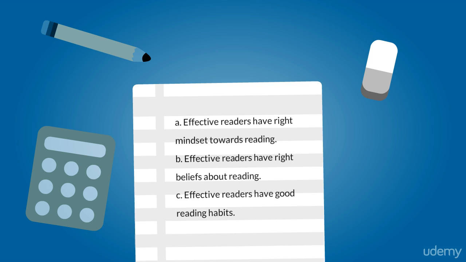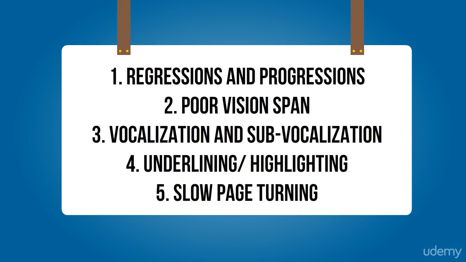In the previous lesson, we've covered this part: effective readers have right beliefs about reading. Now it is time to move to the next difference. Effective readers have good reading habits. Now I'm going to tell you what the bad reading habits are and what to do in order to reduce and even eliminate them permanently.